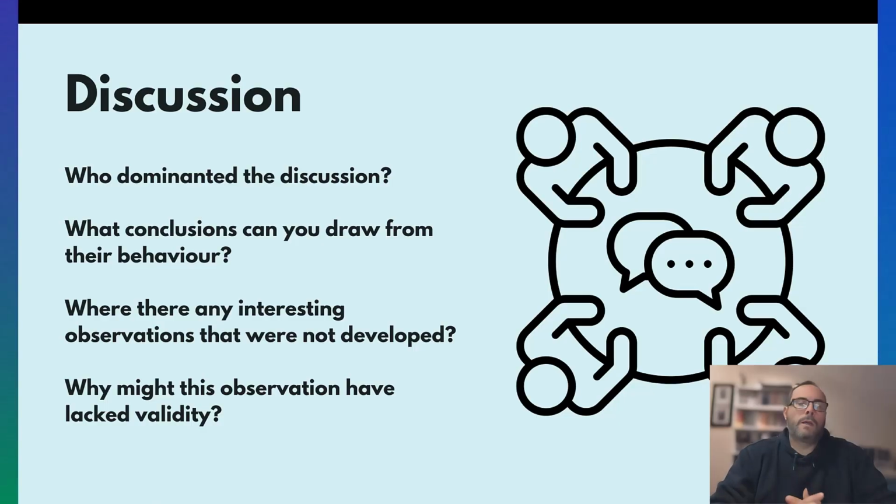So now that we've watched the video, what we might want to discuss is who dominated that discussion. Now, you may have differences of opinion as to who was the most dominant force in that discussion, and that is one of the issues that we're dealing with when we observe non-participant observations. One observer may think that one person is more dominant, but another may think another is more dominant.